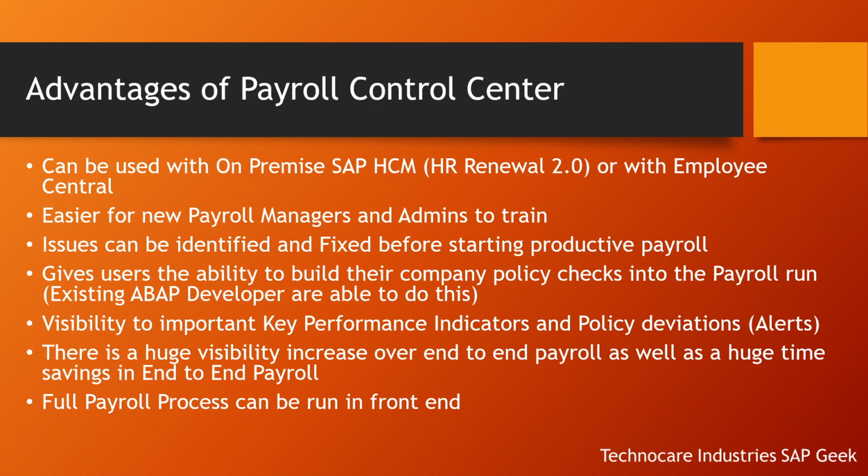And it also gives something called key performance indicators and policy deviators. So the features of PCC is that it gives you alerts and KPIs. So what is alerts? Alerts can be anything which violates or deviates your policy. It may not be a showstopper, or it may not be a hard stop to a payroll process, but it might alert you that the payroll admin must look at that once before going ahead. Okay, that is the meaning of alert.